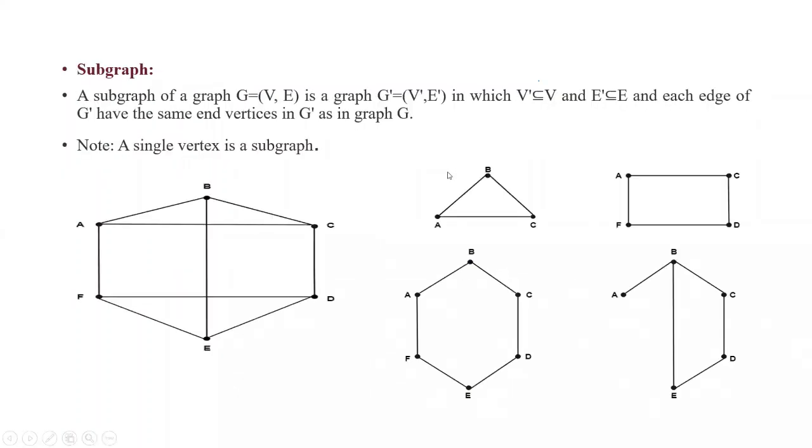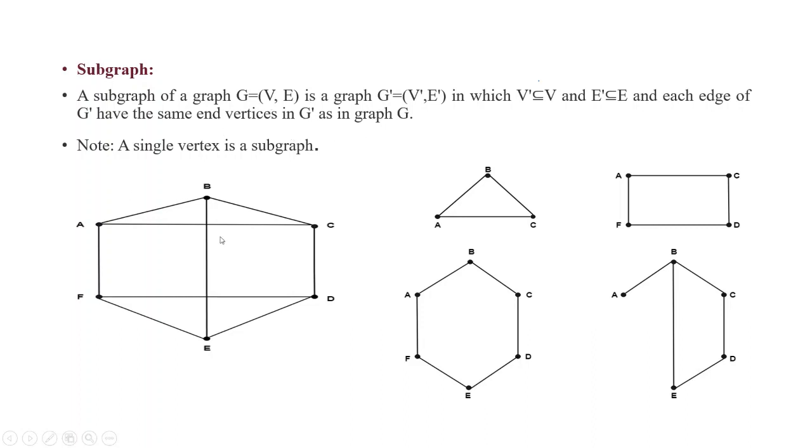Next, subgraph. So what is a subgraph? A subgraph of a graph G is a graph G dash equal to (V dash, E dash), in which V dash is a subset of V and E dash is a subset of E. Means this V dash, the set of vertices of G dash, is a subset of V, and E dash is a subset of E, and each edge of G dash has the same end vertices in G dash as in graph G.